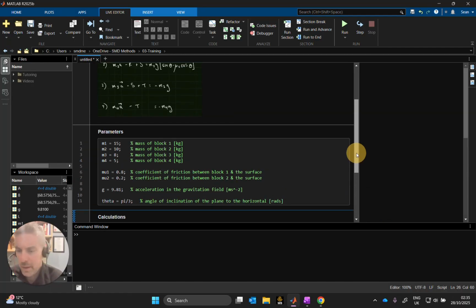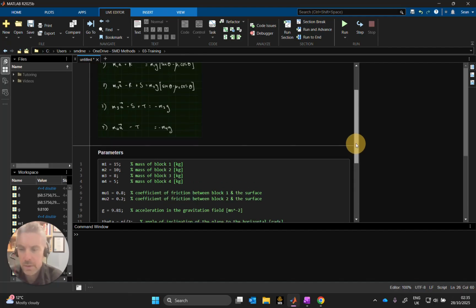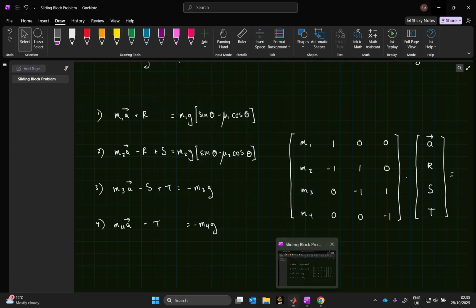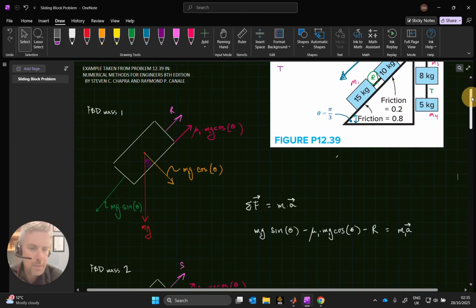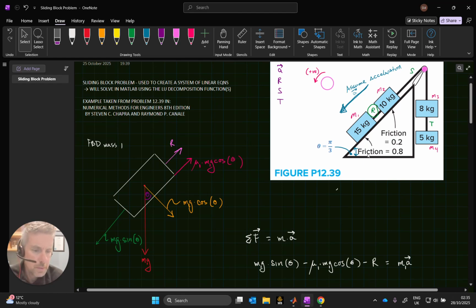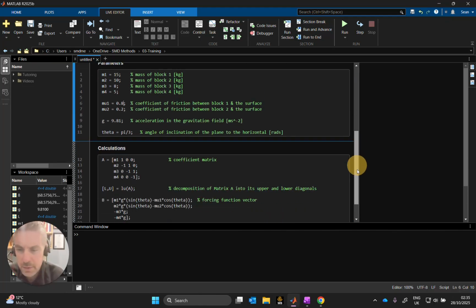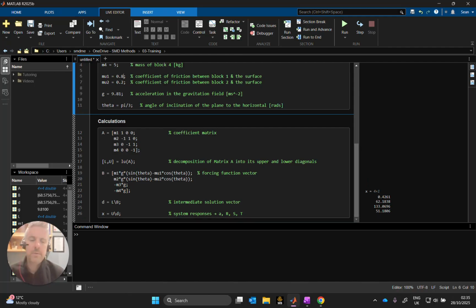Yep, I think everything else should be looking all right. V1, V2, 15, 10, 8, 5, mu1, mu1 0.8. Let me just double check that. Yep, mu1 was 0.8. mu2 is 0.2. Gravity, yep. Pi is good. ALU, yep. So I'd be happy enough to state that there is the solution to it.